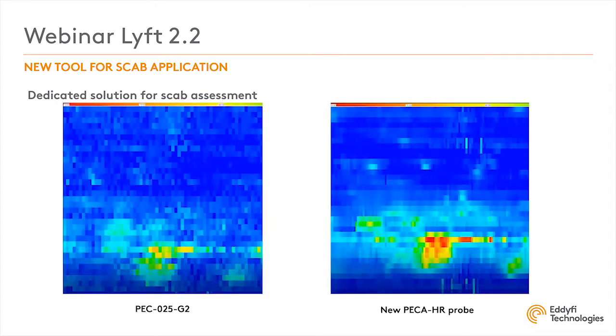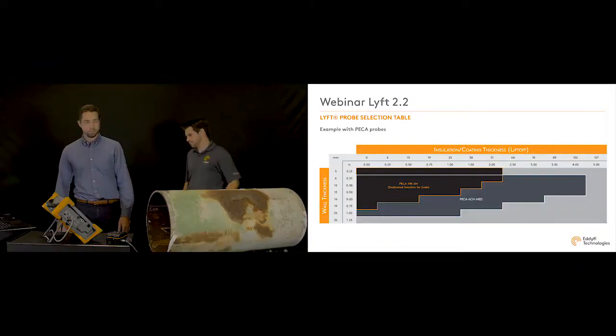As you can see on this slide, we compare the data of our mono element probe that is currently used for scab inspection with this new PEC HR probe. First thing to notice, it gives a much more accurate sizing. So right on the C-scan you can see the flaws that are deeper. Another nice thing to notice is that it gives a much better signal to noise ratio. With that ratio you can see flaws that you could have missed before.